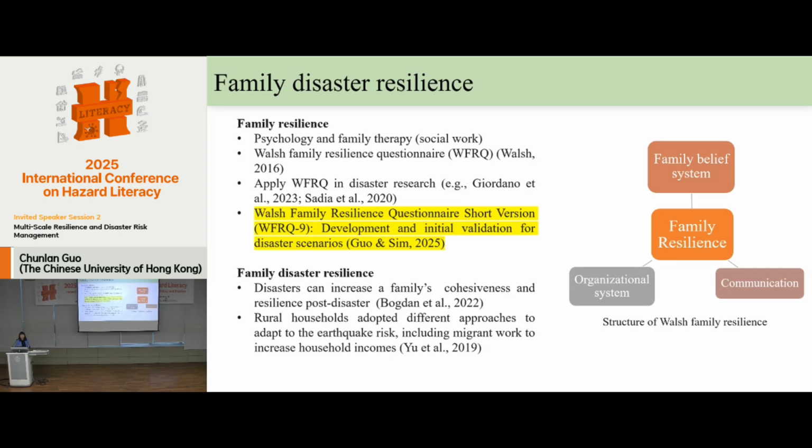And in China, we found that in rural areas, some rural families cope with the damage after a disaster by having members migrate to the cities to work, to increase their household income and to rebuild their house.